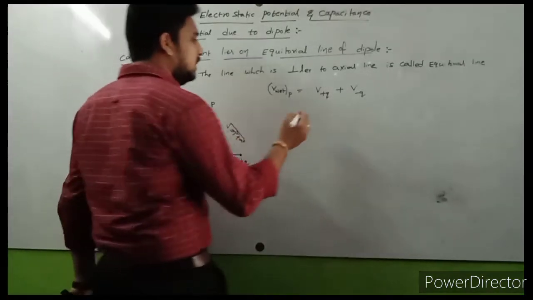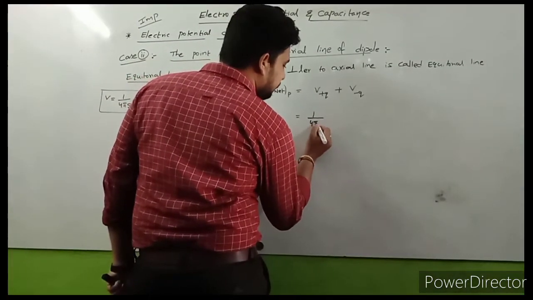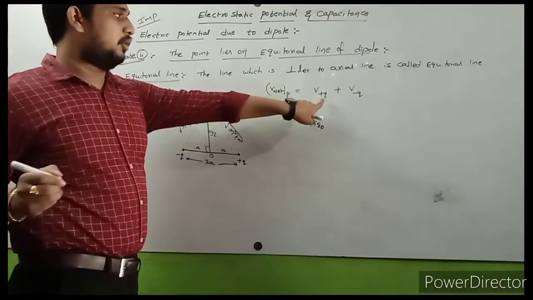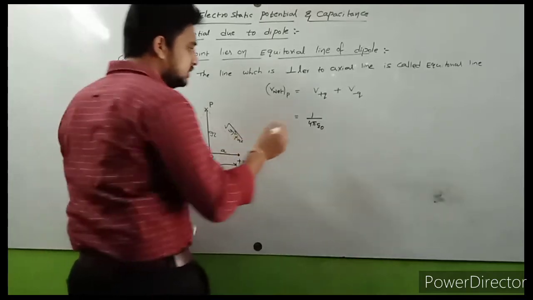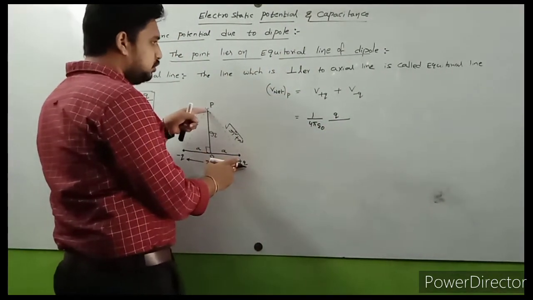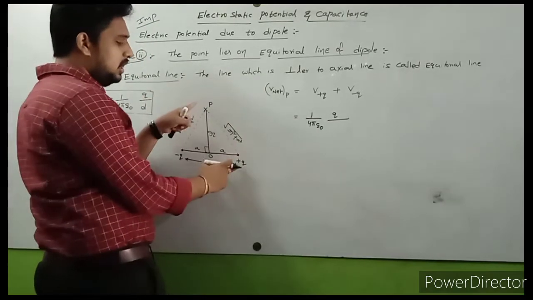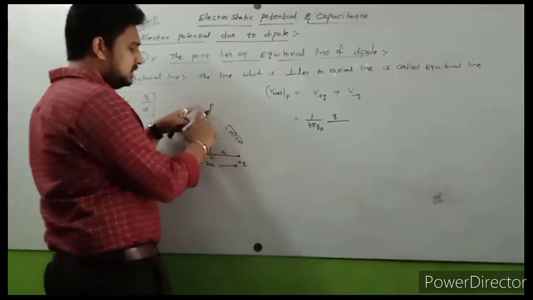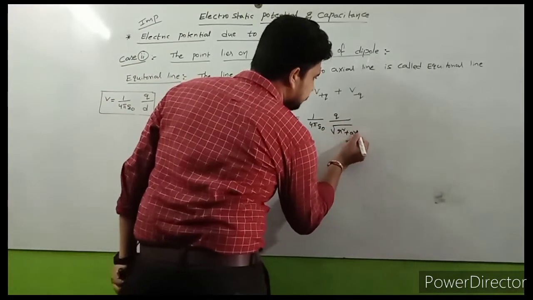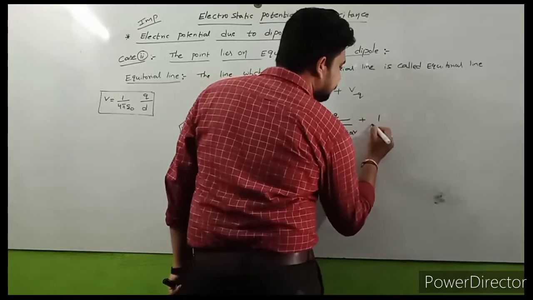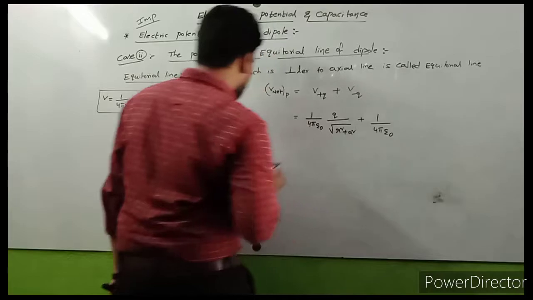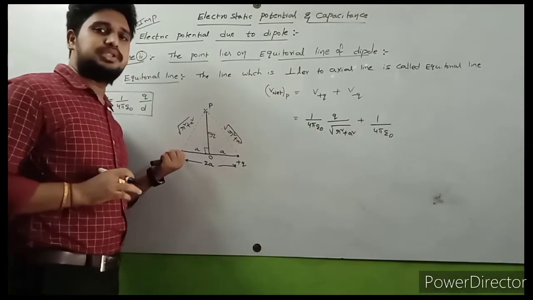So for example, this is 1 by 4 pi epsilon naught into the formula. We need to find the potential due to plus Q charge. That means the charge is Q, and D means the distance from charge to point. What is the distance from charge to point? Square root of r square plus a square. And plus again 1 by 4 pi epsilon naught. We are talking about the minus Q charge, the potential due to minus Q charge.